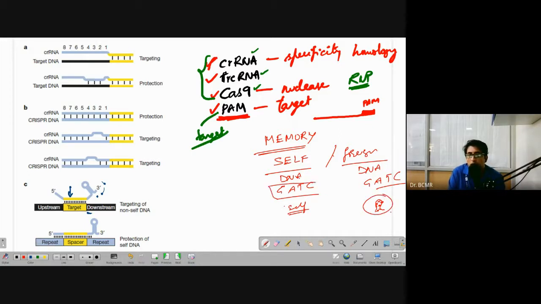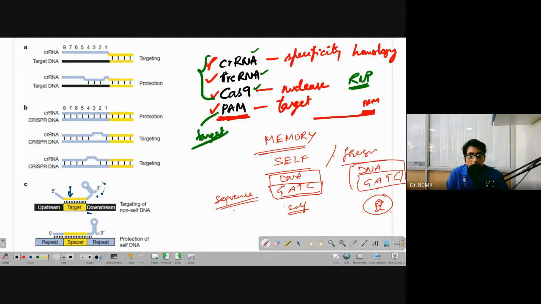How does CRISPR figure out which one is foreign and which one is not? The problem is both are DNA molecules and both have the same nitrogenous bases. Then what we have is the probability of sequence, right? The sequence of these bases could be different, but how often can we have very unique sequences?